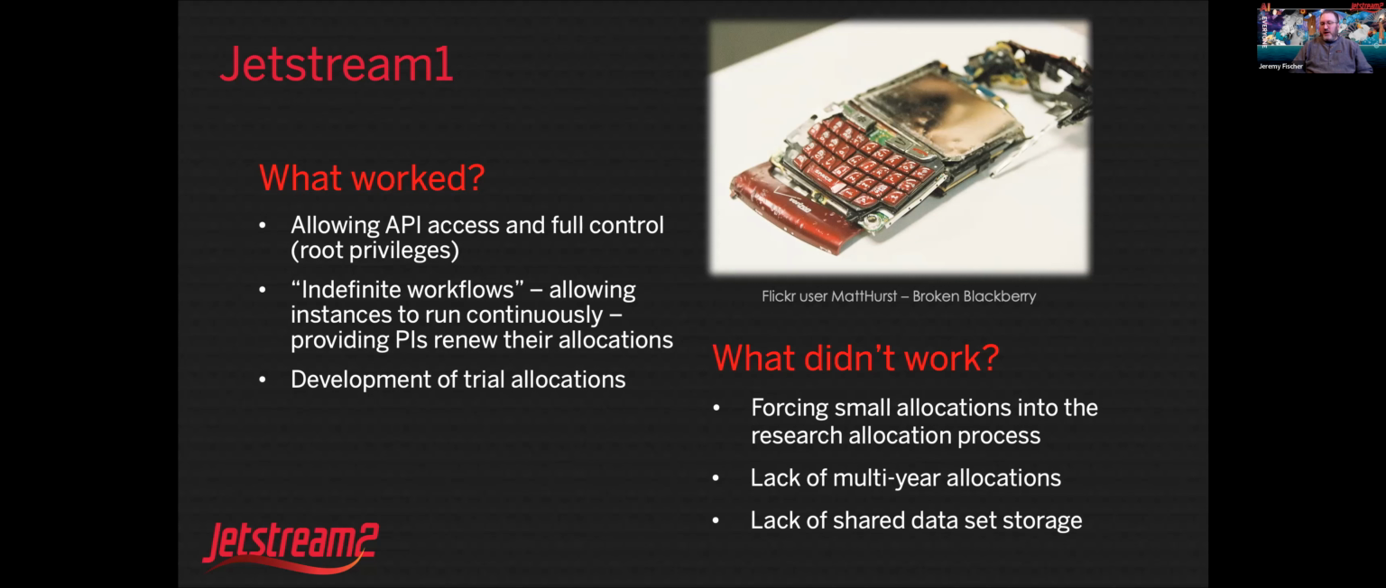Lack of multi-year allocations. This is something that's also changing, to see allocations that span from year to year, hopefully to meet multi-year grant needs. And then lack of shared data set storage. So one of the things we were hobbled by with Jetstream 1 was a lack of storage space. And as we all know, storage needs never, ever go down. So on Jetstream 2, we have considerably more storage.